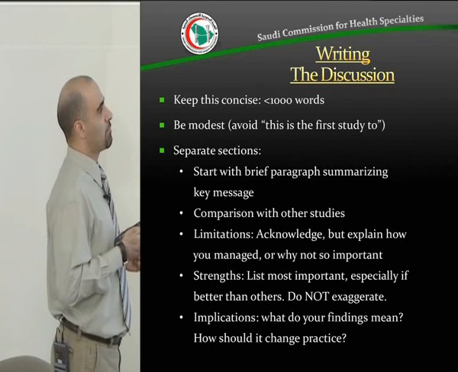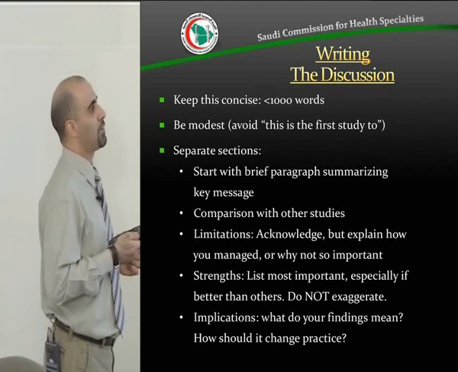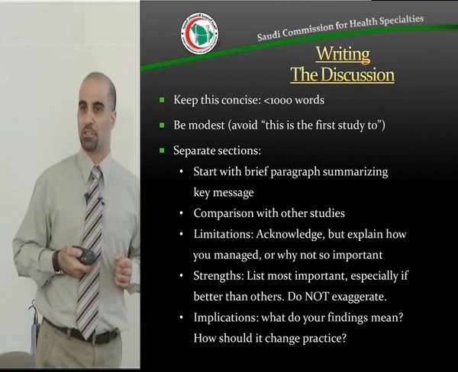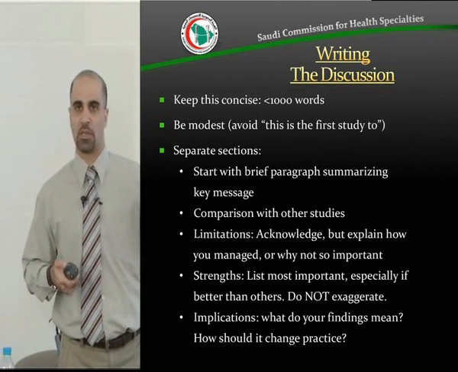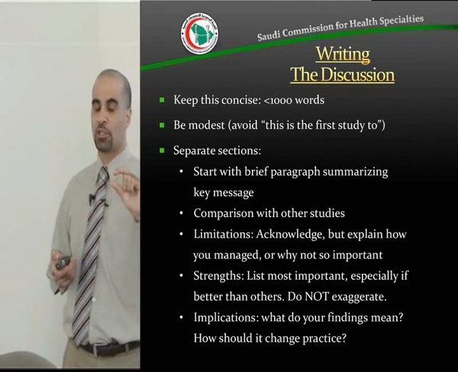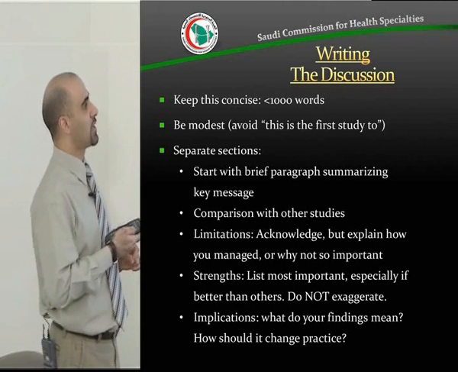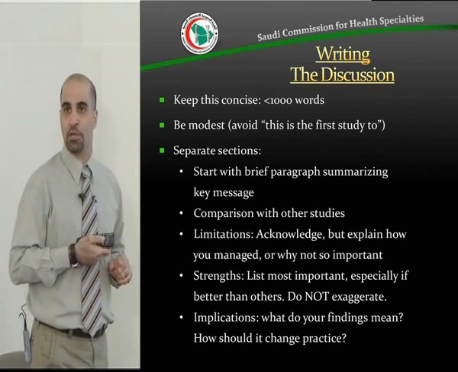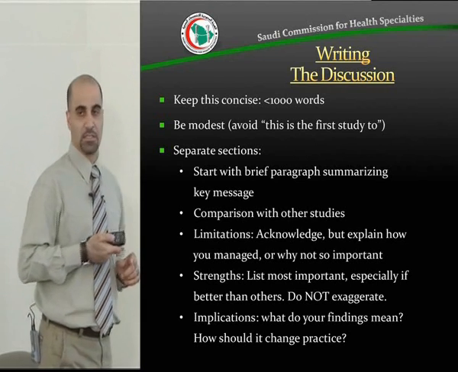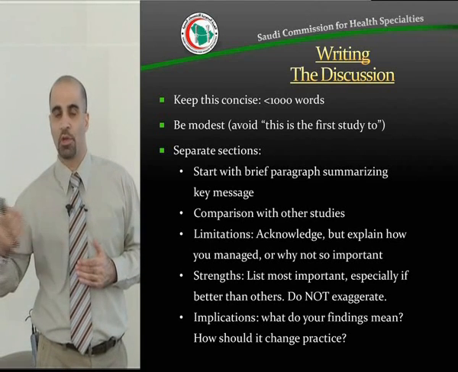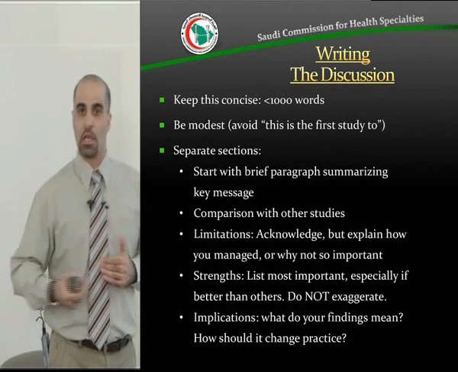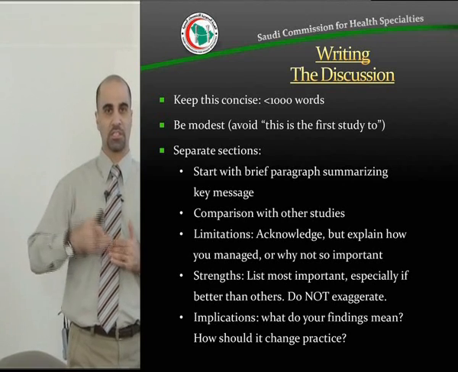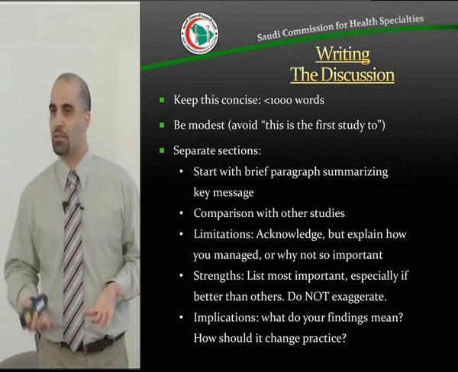You have to have separate sections, but start with a brief paragraph summarizing the key message from your study. What did you do? What did you find? This is the first paragraph in the discussion. The second set of paragraphs should be comparison with other studies. How does your study compare to other studies in the literature? Why was it different? Why was it similar? What are the reasons that made it different?